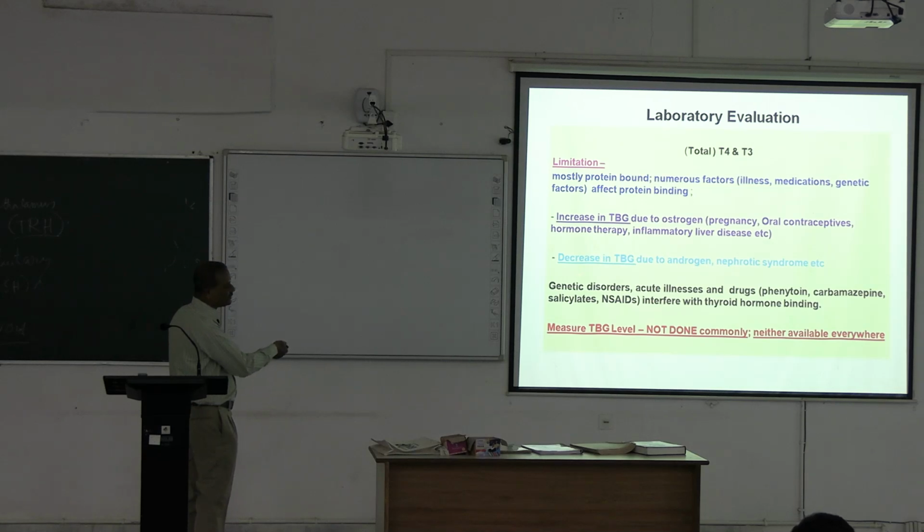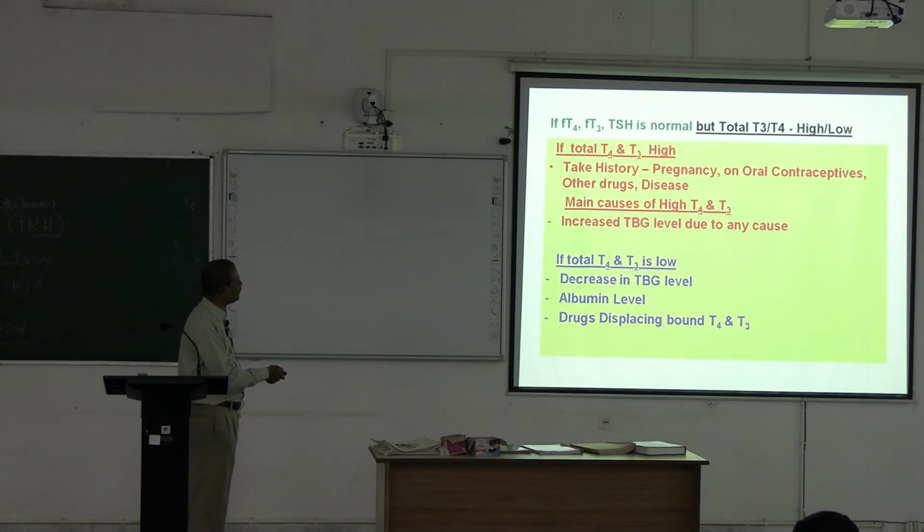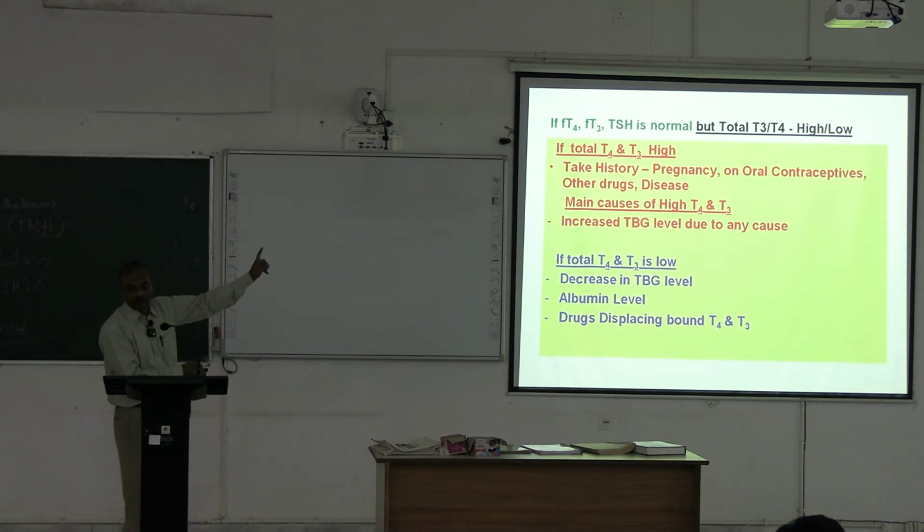TSH, the TBG level, I told you, if the level is high, then total T4 will be high, but FT3, FT4 will be normal. Similarly, if the level is low, then you will have a low T3, T4. So now you come to the interpretation.